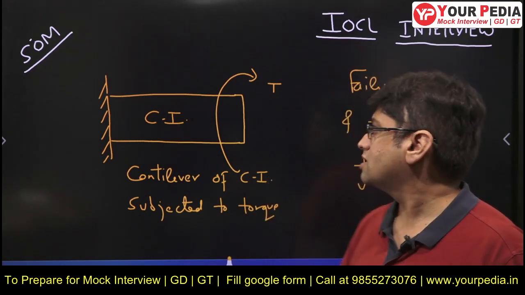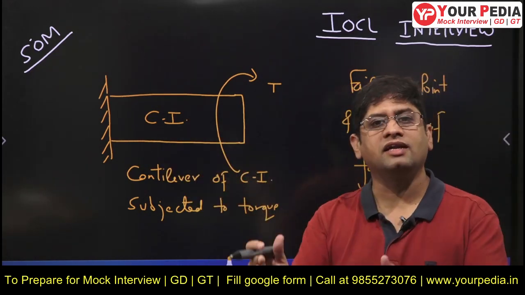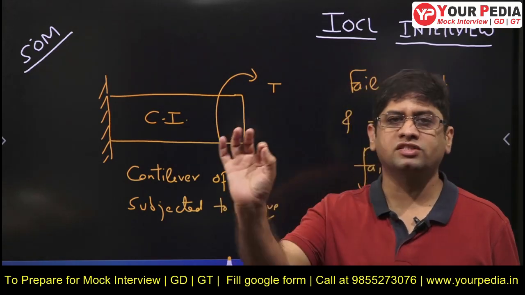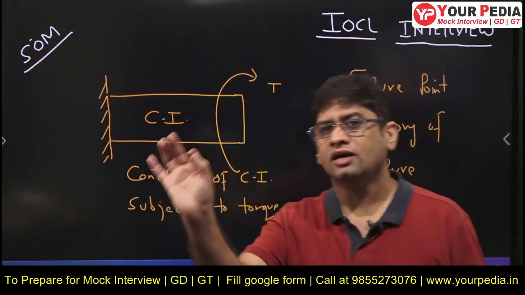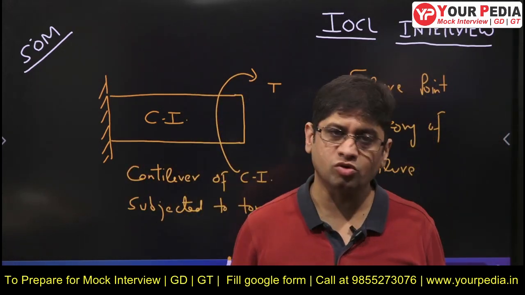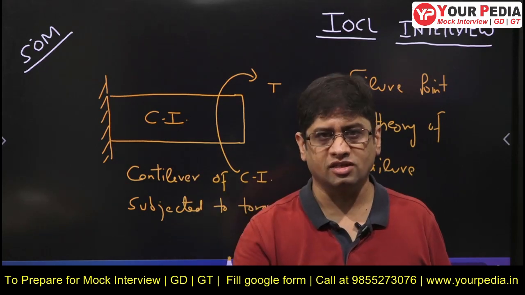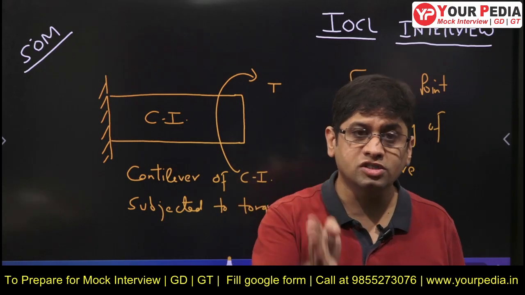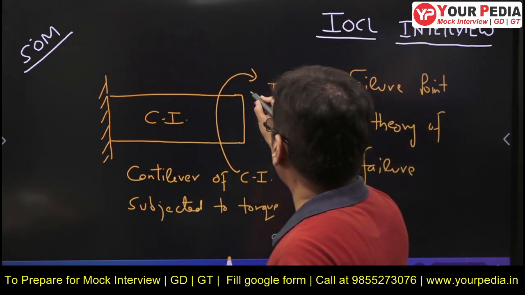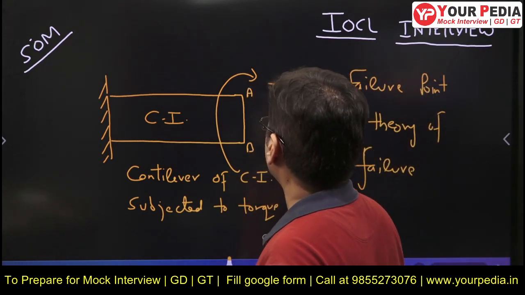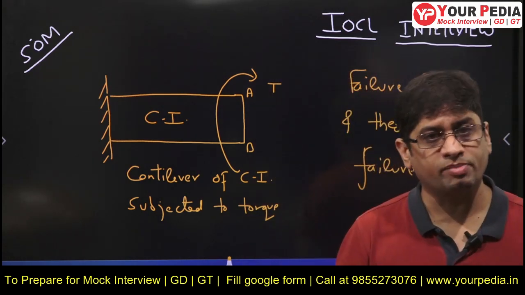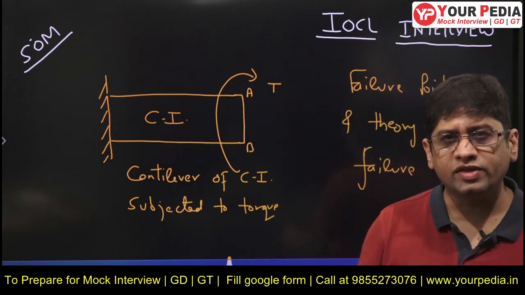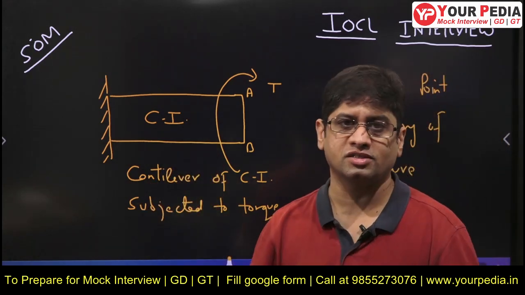So the question was, if I give you a cast iron cantilever subjected to torque at the end, tell the plane at which it will fail and draw the Mohr circle and show me the plane on that. Is the question clear? There is a cantilever of cast iron subjected to torque at the end, and you have to tell at which plane it will fail. If I give you this plane as, let us say, plane AB, the transverse plane, at which plane will it fail? Draw the Mohr circle and explain, and which theory of failure you are going to use for this.